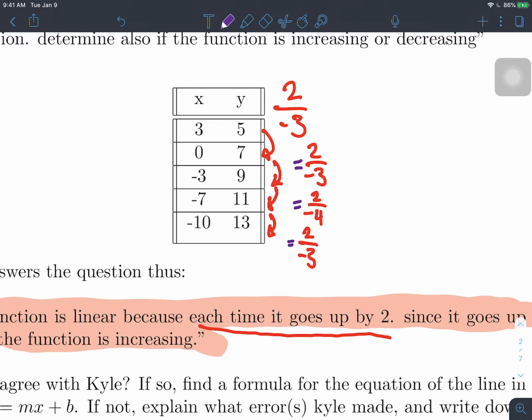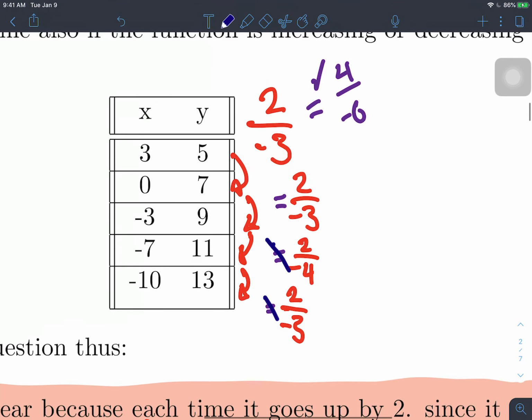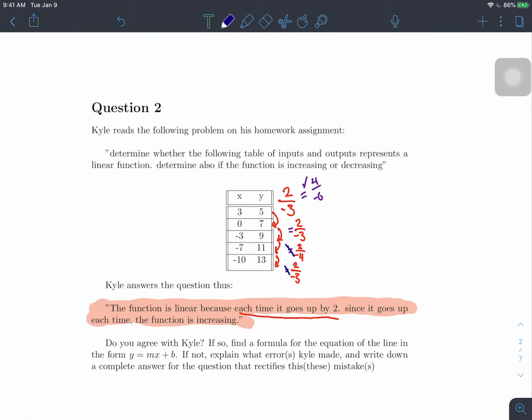Okay, so I could have had maybe another one here that was like 4 over negative 6, and that would be okay. This is fine. However, there's something that's very not fine about all of these equal signs, namely this one right here is not true. Neither is this one, right? Negative 2/4 is not equal to negative 2/3, so we can conclude that Kyle is already wrong just on the basis that he said this function is linear.